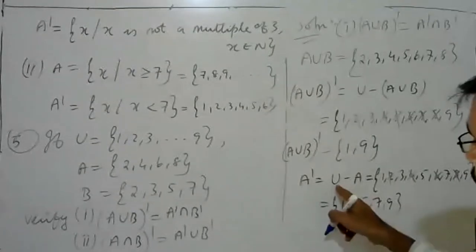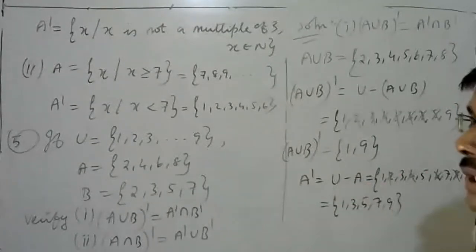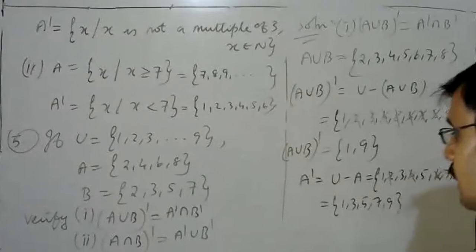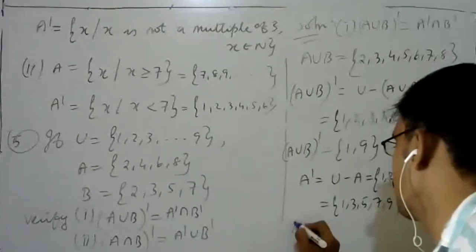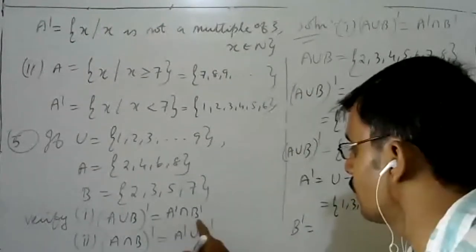That means the element belongs to U and does not belong to A. That is A minus B. That is U minus A. Okay. What is my B complement? I am going to find out the right hand side.